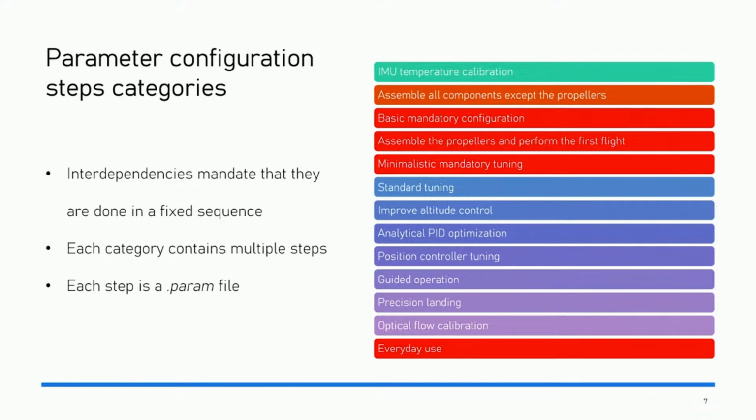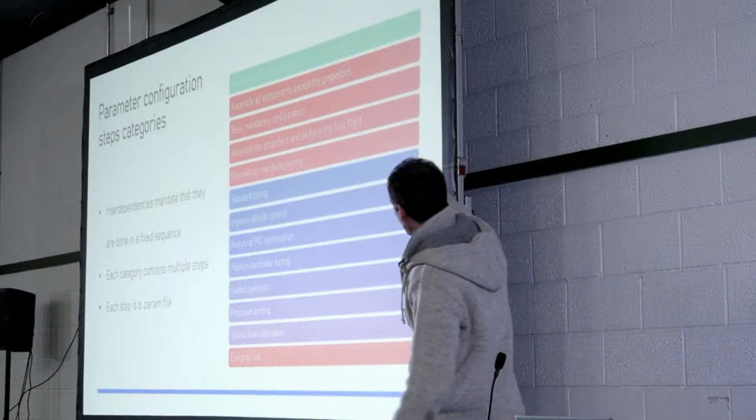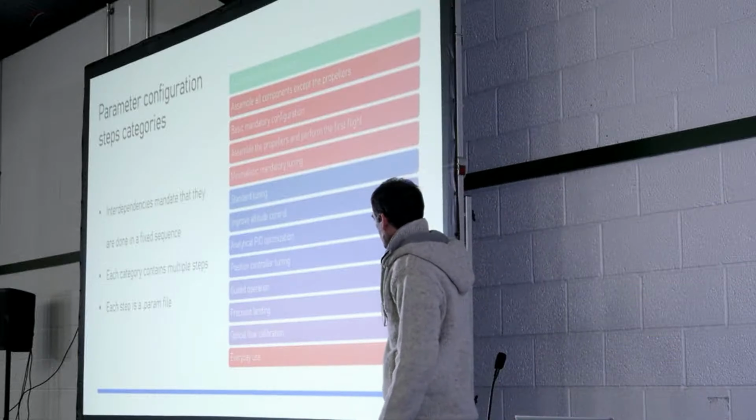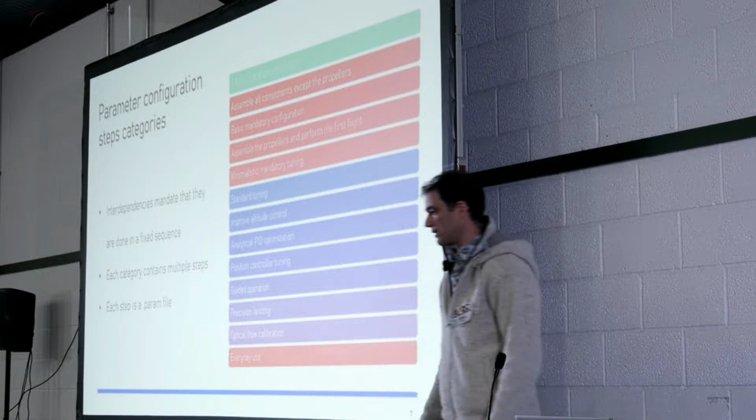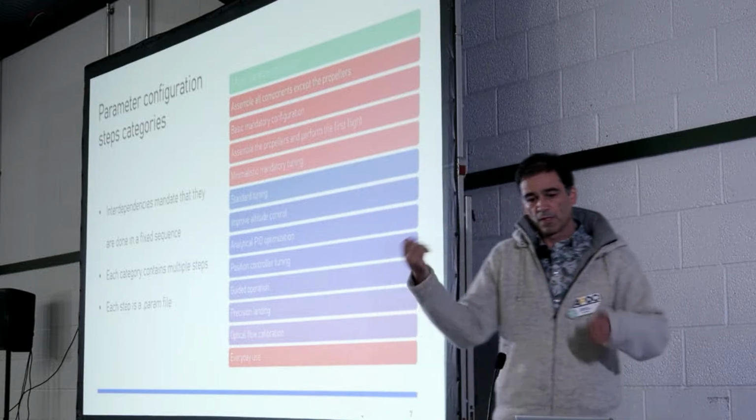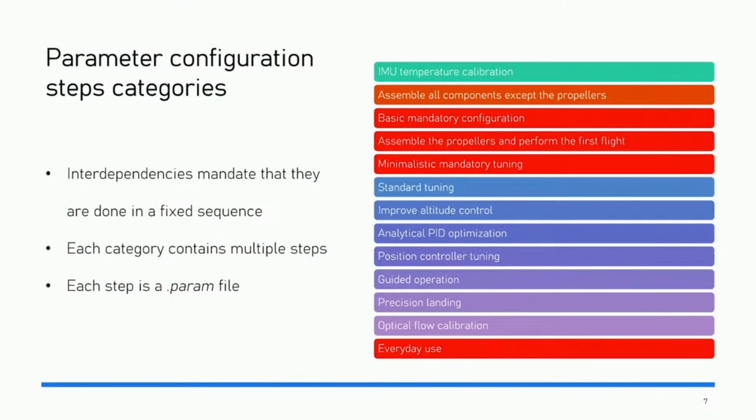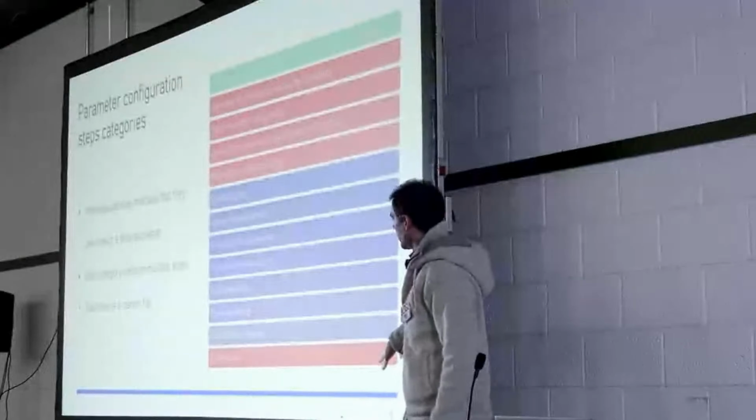Then you have the minimalistic mandatory tuning that you have to do. But after that you can fly. It's enough for a lot of users. And the software allows you to jump and skip all the other steps, because these are also optional, and go directly to the last step, everyday use, where you disable logging and do a couple of other things. And that's it. So basically, for beginners and users that don't need maximum performance, you just follow the steps, jump to the end, you're done.